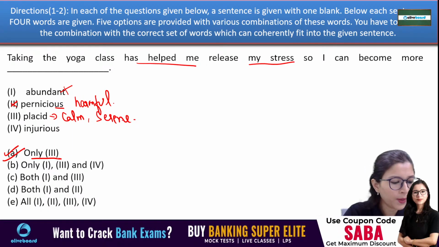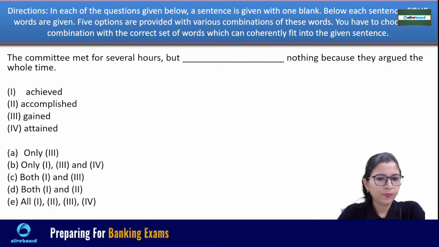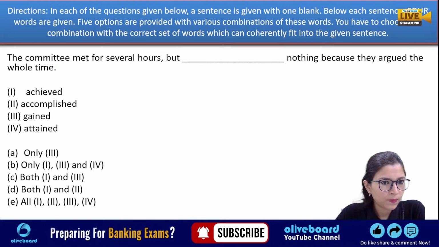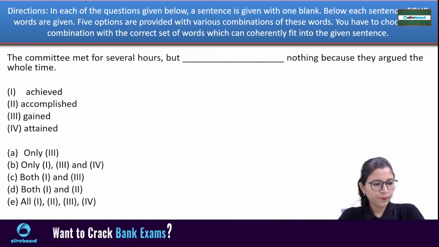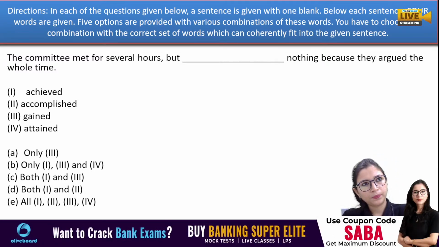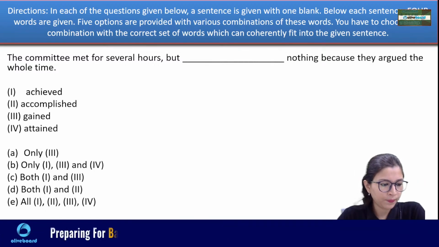Okay. Next question. Question number 2. Placid basically, Naveen, it is for calm, shant, okay, tranquil, serene.